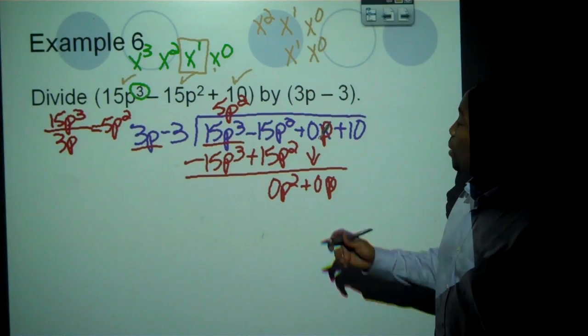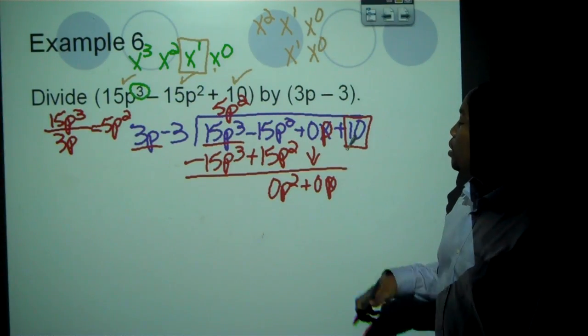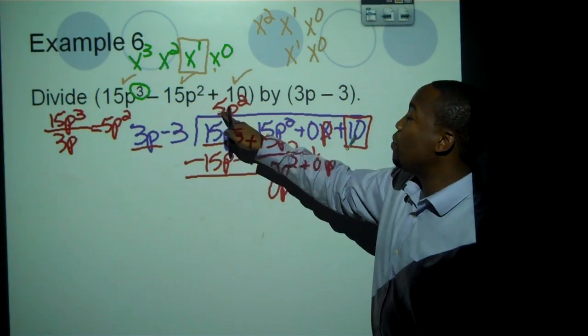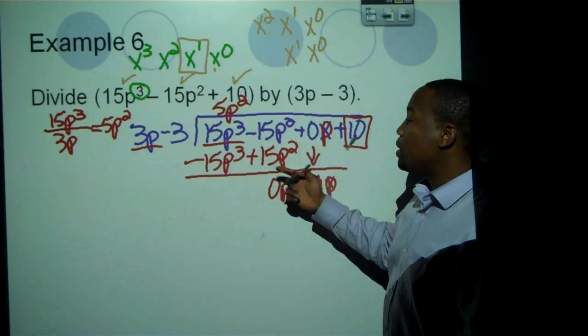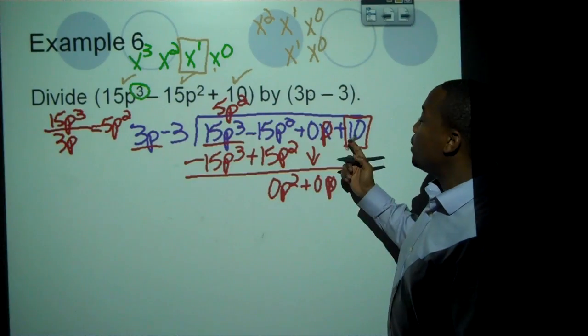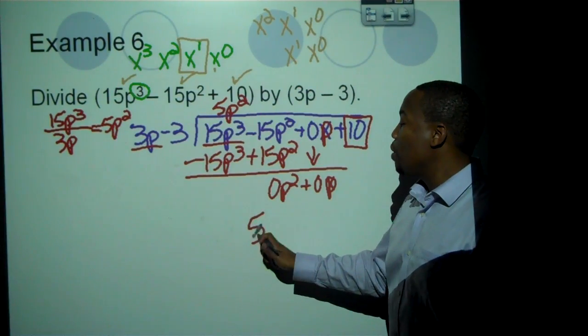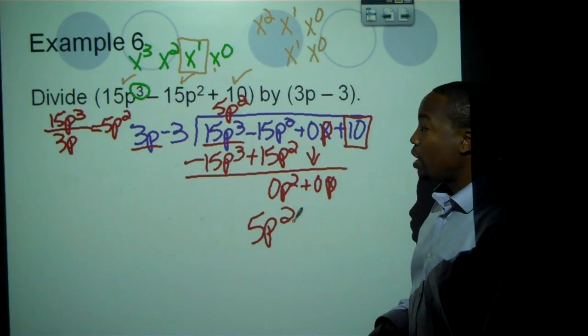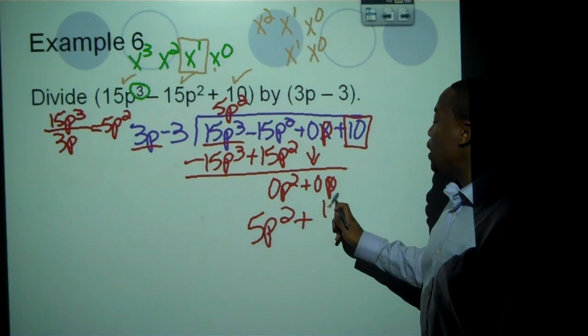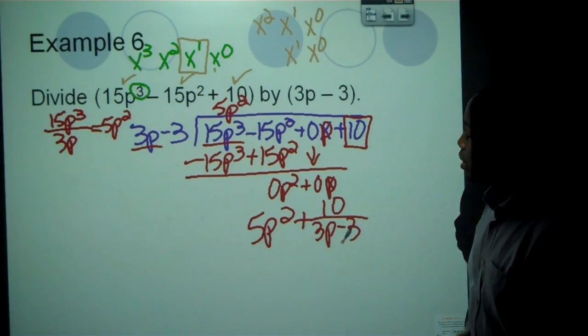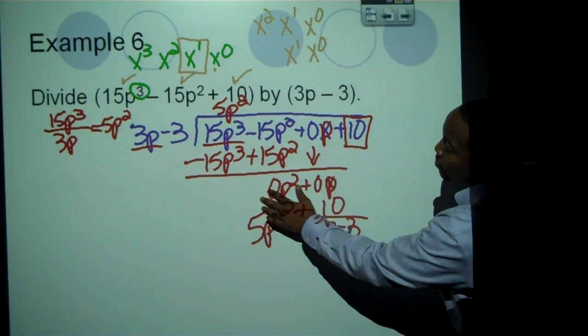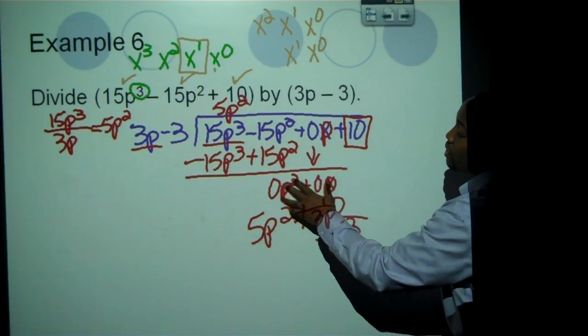What am I left with? I'm just left with this 10 right here. So I know it's going to be 5p squared. When I bring this all the way down, basically everything cancels out besides this 10. So I'm left with just the answer to be 5p squared, right? Plus 10 over 3p minus 3. As you see here, I'm done. There's nothing left. These cancel out.